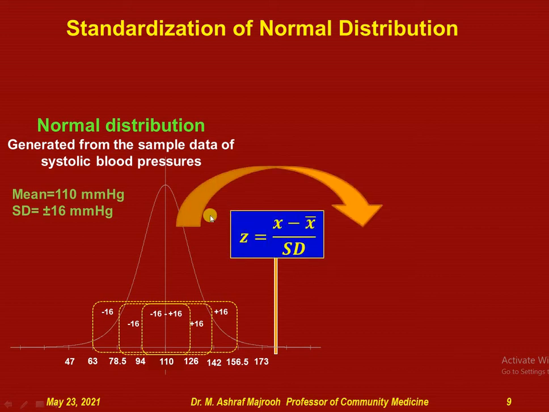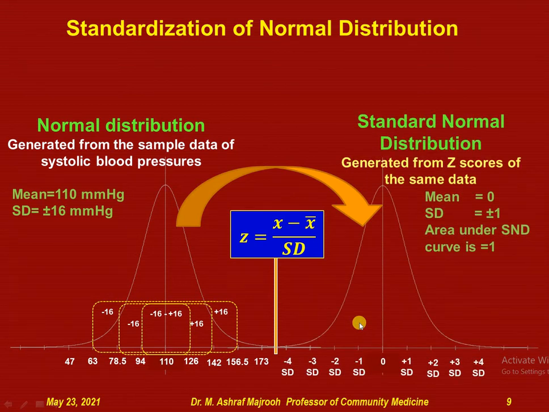Now how do we standardize? We find the distance in terms of standard deviation, and this distance is measured through the z-score. Z-score is the deviation of the observed value from the mean estimated in terms of standard deviations. So z is equal to x minus x bar over standard deviation. When we use this z-score instead of the measurement scale, the distribution becomes the standard normal distribution. So this is the standard normal distribution. It is generated from the z-scores of the same data instead of the measurement scale.